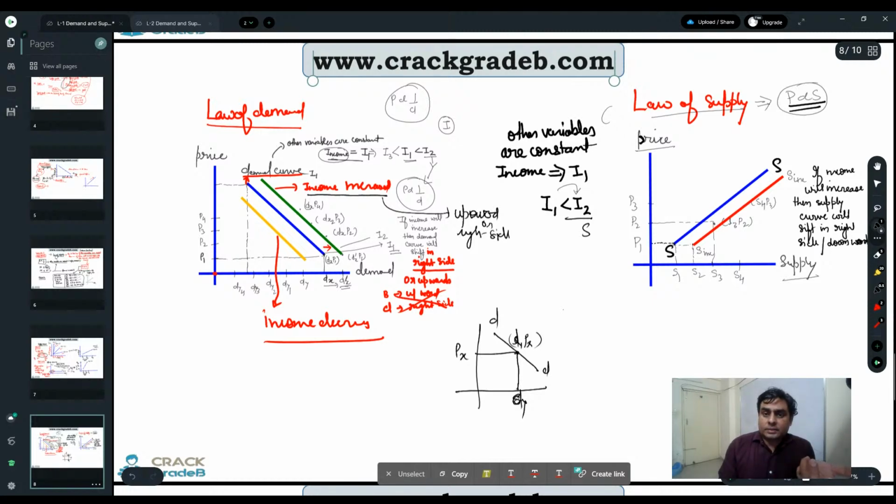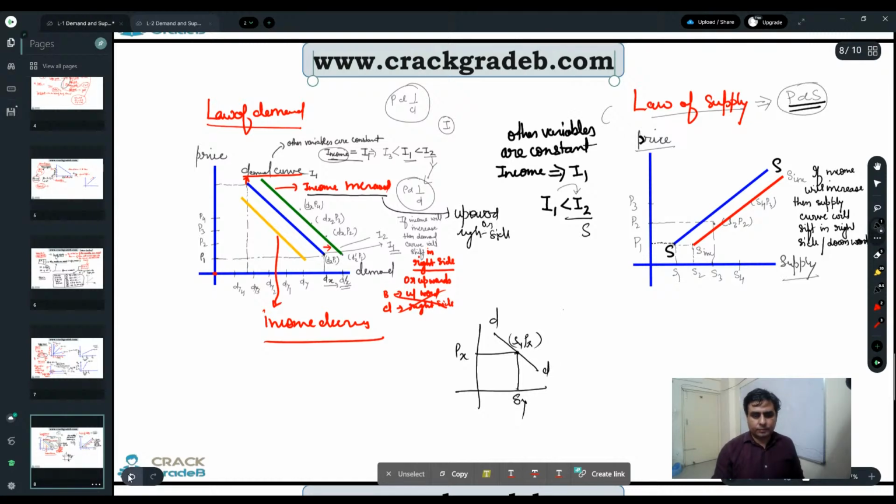So if income increases, demand also increases. So it will move this side, the right side or upwards, right side or upwards. Fine. Whereas if it is a supply curve, it is not a demand curve, it is a supply curve.